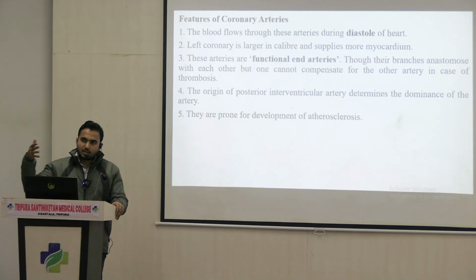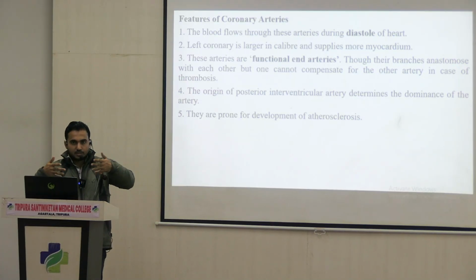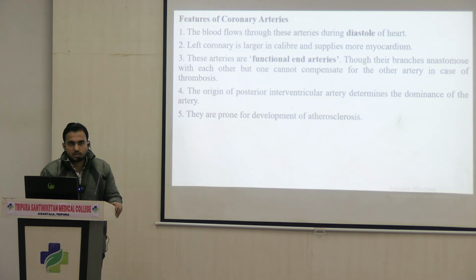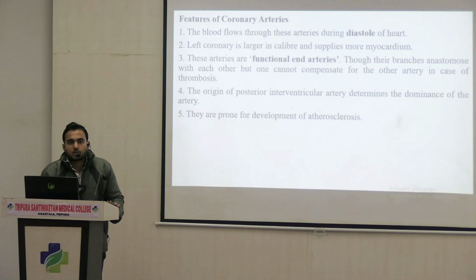Now, suppose one artery is coming from one side and another artery from another side, and both give branches. If anastomosis takes place, then it is called collateral circulation. Okay, so blood is coming from both sides, so if one side is blocked, blood will go from the other side and supply the area. That is called collateral circulation.